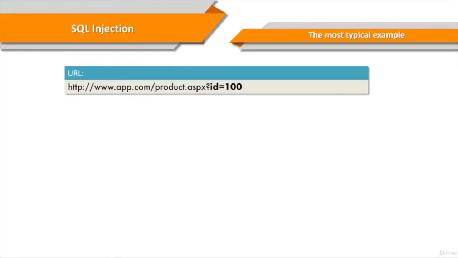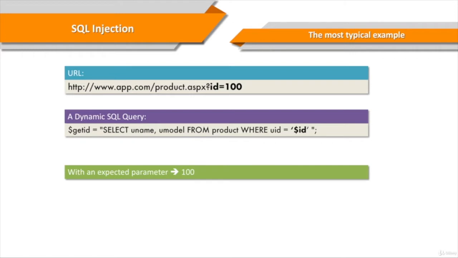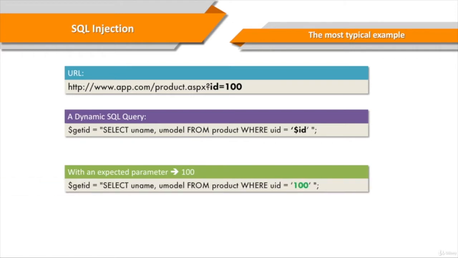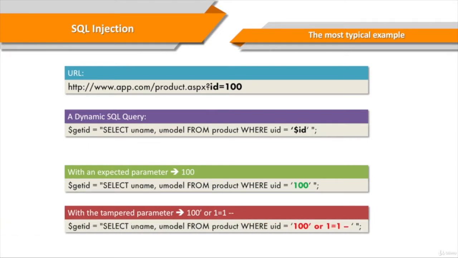So here's a typical SQL injection example. We're on an online shopping site and would like to see a laptop. The URL for the laptop can be seen on the slide. The SQL query to bring the details of the laptop will be something like this. With an unexpected parameter, the SQL query becomes just like this. Now, what if we tamper with the ID parameter and send the ID string like this?